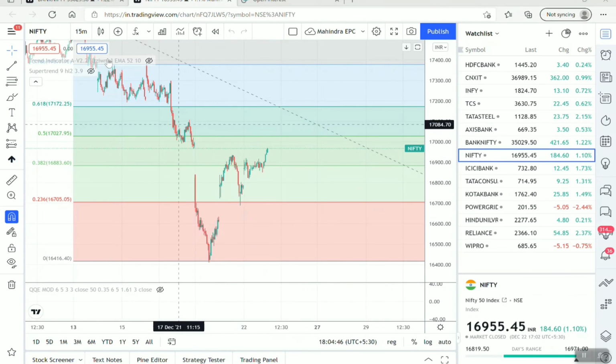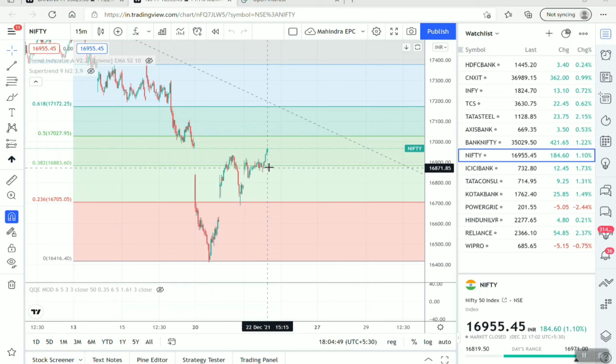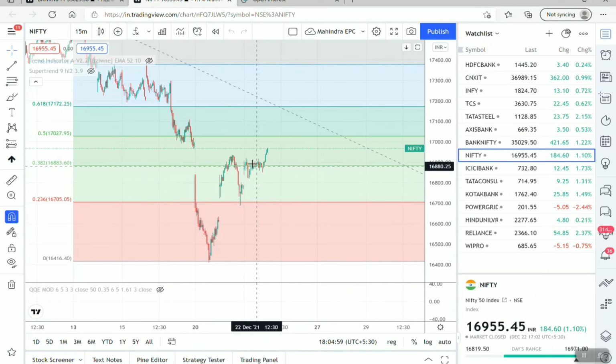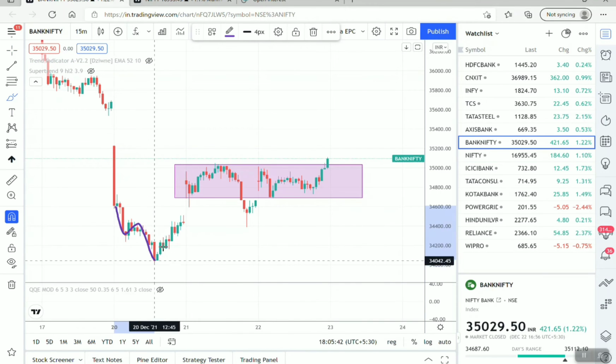On the 15-minute Nifty candle also, you can see by using Fibonacci retracement, this 16,880 is a support, which is also our support area. In case Nifty starts falling, this will act as the first support, and then the second support will be at 16,700, which is also our next support. Below that we can see panic selling.